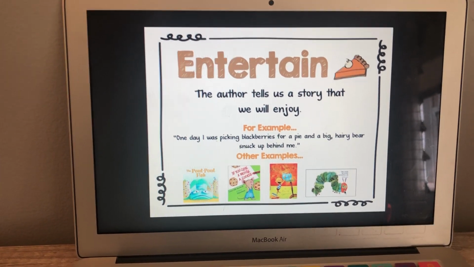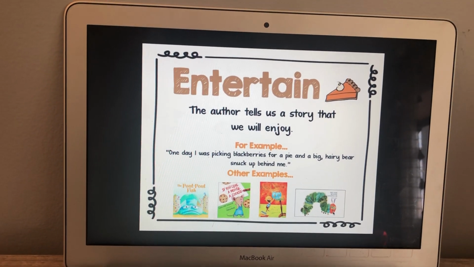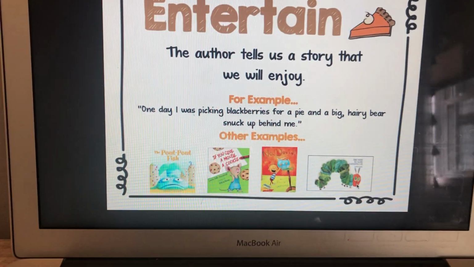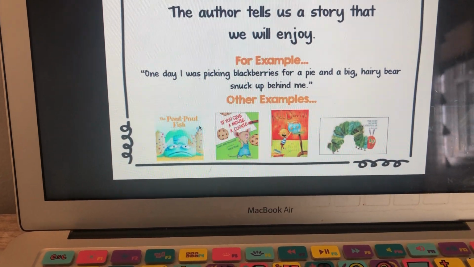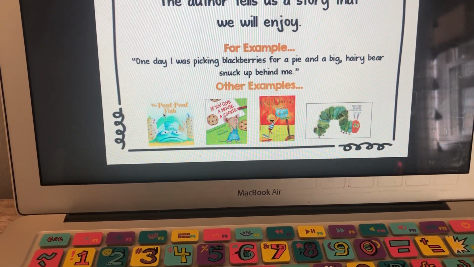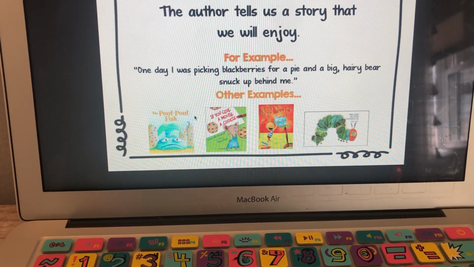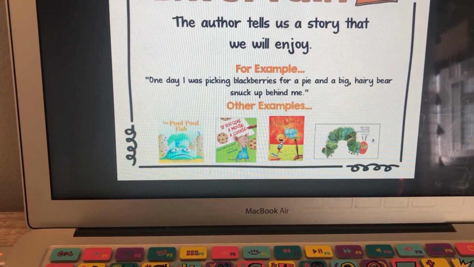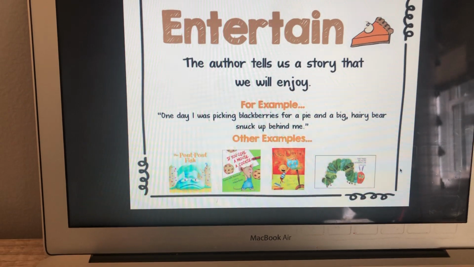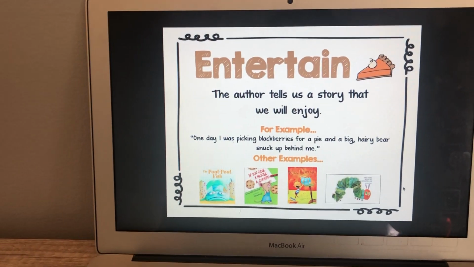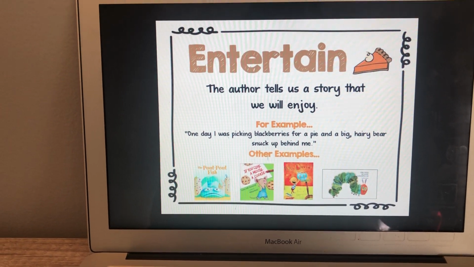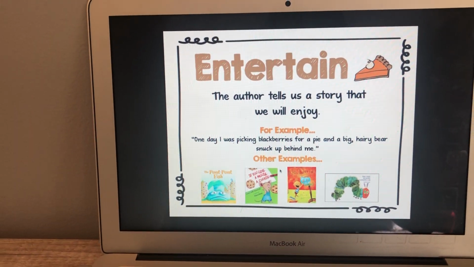So sometimes authors write books to inform you, to give you information. And the other one is to entertain. The author tells a story that we will enjoy. So here are some stories, and it's just for fun and just to enjoy the story: The Pout-Pout Fish, If You Give a Mouse a Cookie, No, David!, or The Very Hungry Caterpillar. So the author's not trying to persuade you or inform you about any information in these books. It's just to entertain, just to enjoy.